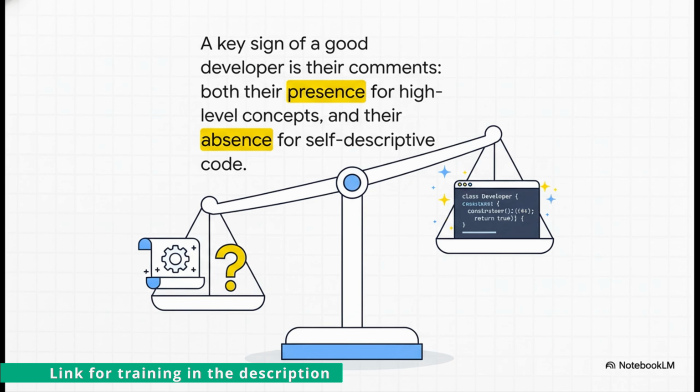Ultimately, being a great developer is about knowing what to write, but it's also about knowing what not to write. A clean code base with no comments explaining the obvious is just as impressive as a complex system with really great high-level documentation. It's all about that balance.